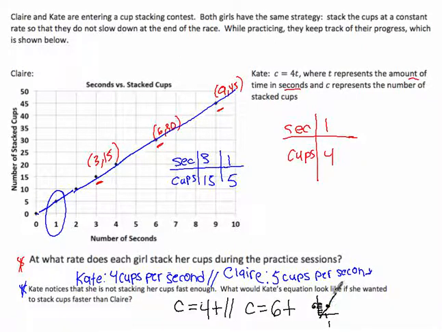And you would continue. And you would see her slope, if we were to put it on the same graph, and I'm going to do Kate now. Kate would be 6, 2 would be 12, 3 would be 18, and you could see her line would take a steeper slope if we were plotting Kate's.